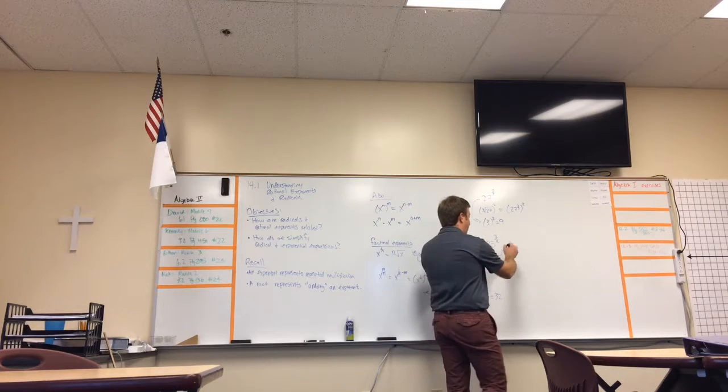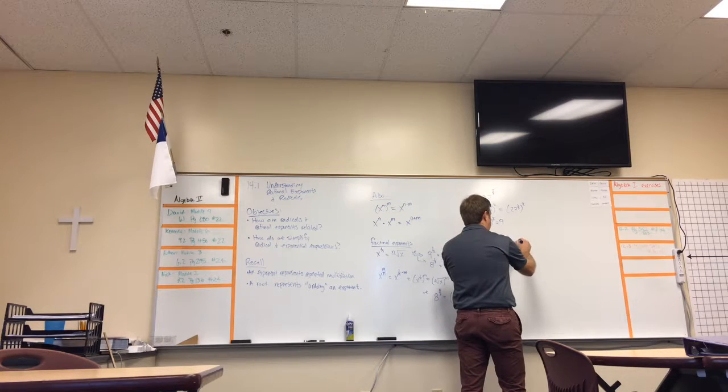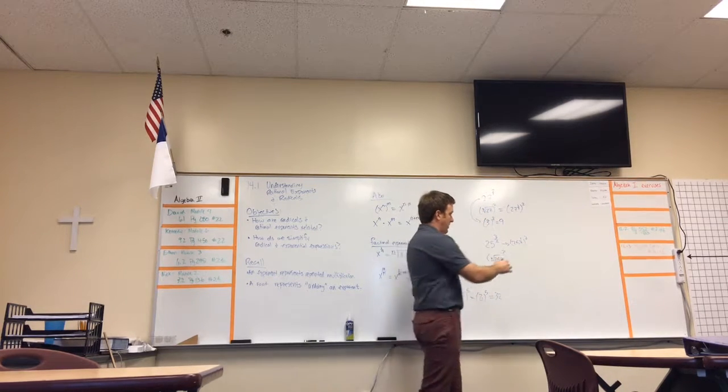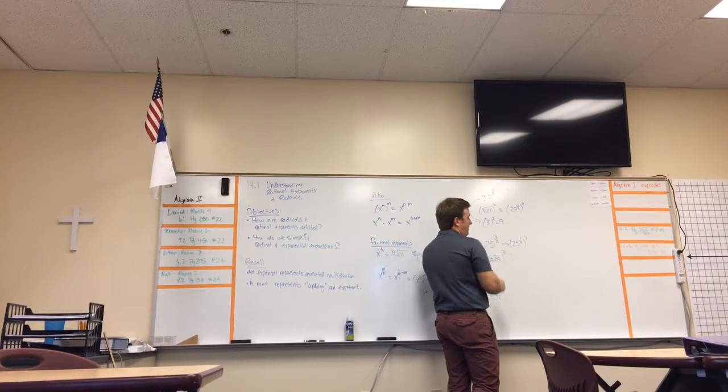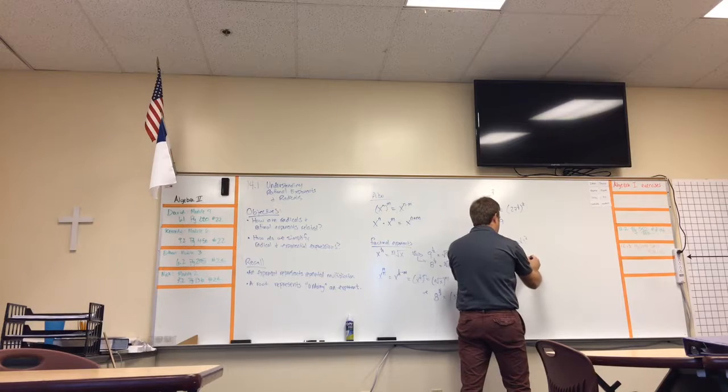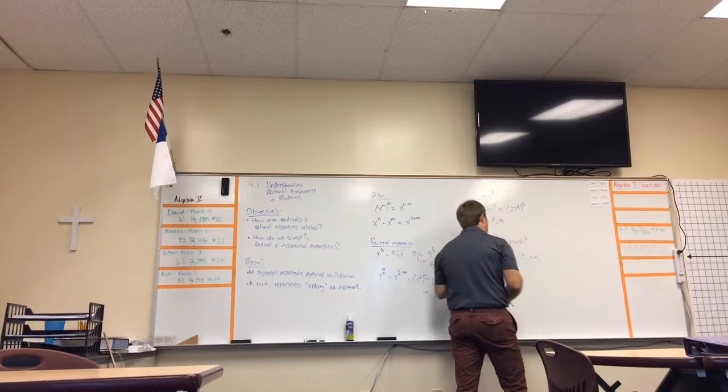Because again, I can rewrite this as 25 to the 1/2 all cubed. And 25 to the 1/2 means the square root of 25. So that equals 5 cubed, which equals 125.